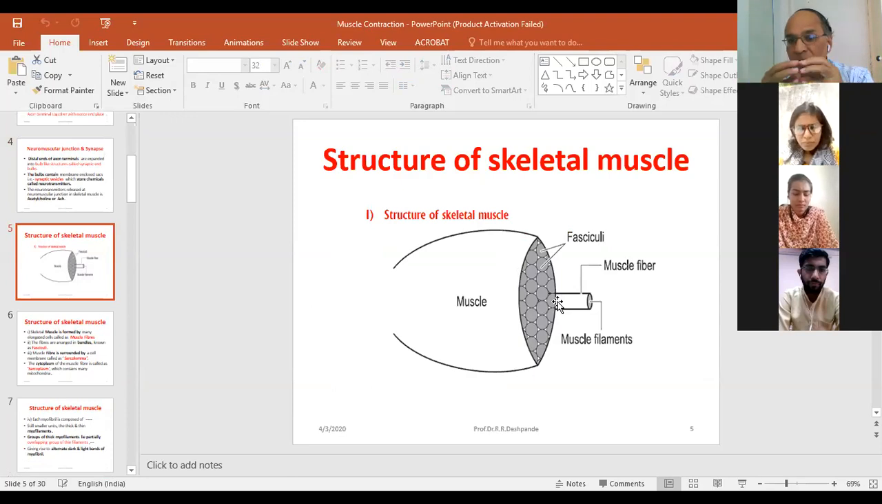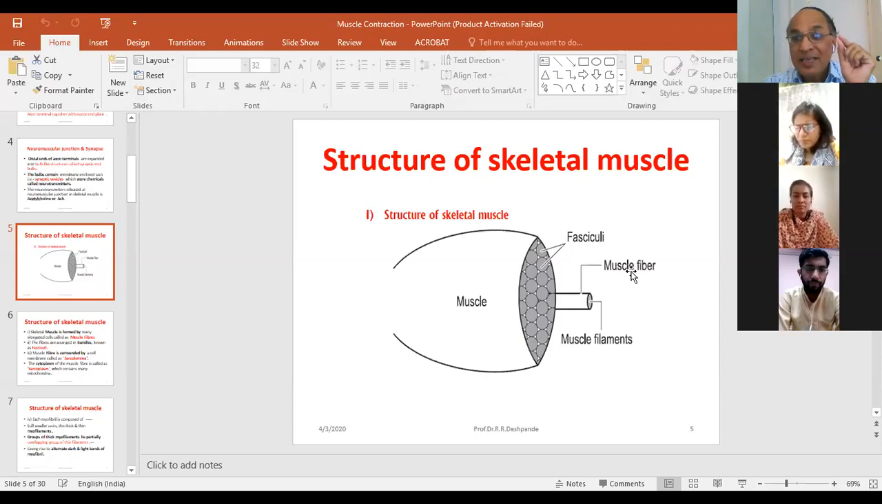The muscle fiber is a rod, and in that rod there are microfilaments. They are called muscle filaments. Okay, all definitions. This group of the muscle fibers is called fasciculi. Fasciculi. This is cellular physiology.